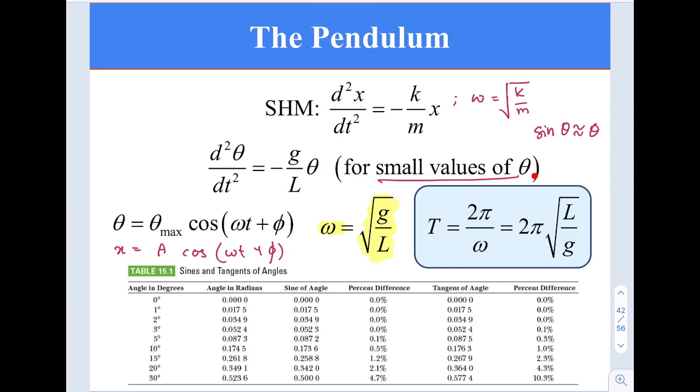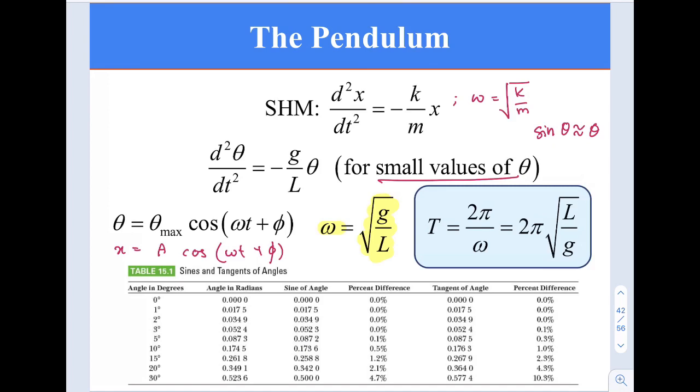As proof, for a small value of theta, sin theta is more or less theta. Here is 0 degrees, 1 degree, more or less, almost 0. With the angle in radians, the sine is almost the same.